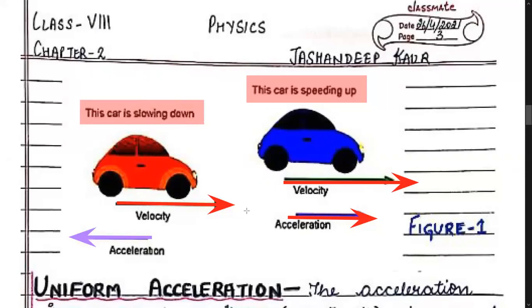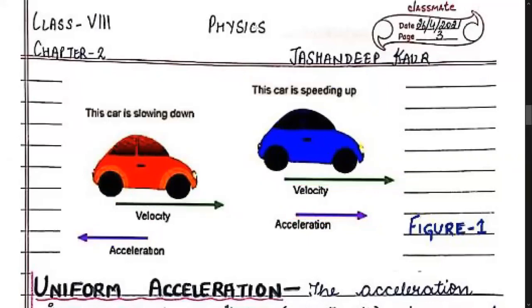So what we have to remember? Speeding up means both velocity and acceleration are in the same direction. But if velocity and acceleration are in opposite directions, then the body will be slowing down. And that will be the case of retardation also.